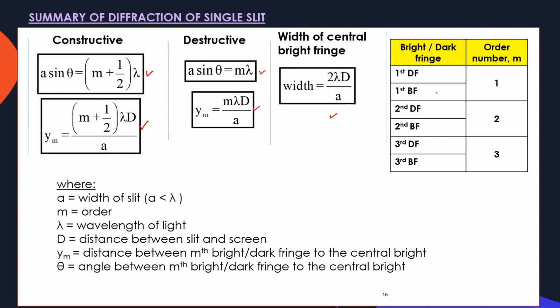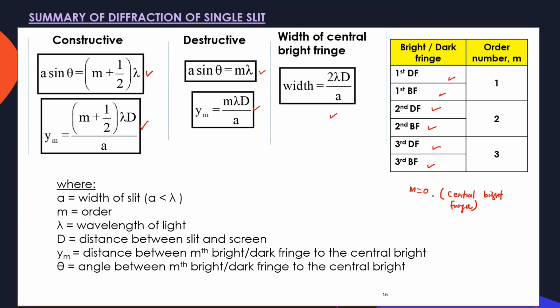Okay, so the number of order, remember for the single slit we have first dark, first bright, second dark, second bright, third dark, and then third bright. And the center bright, when M is equal to 0, we call it the central bright fringe. So the central bright fringe at the center of the interference pattern, the order is M equal to 0, not the first order of the bright fringe.